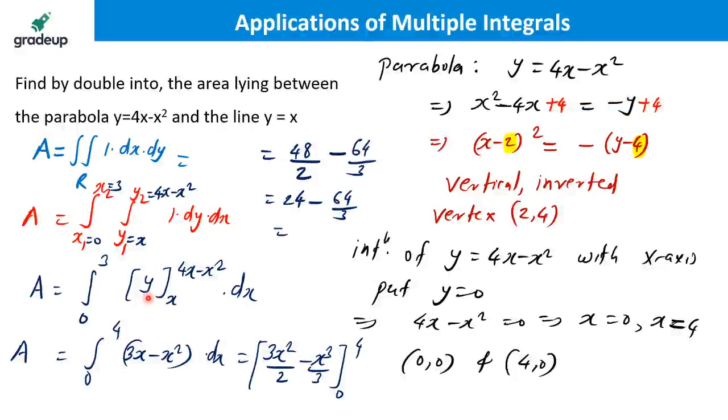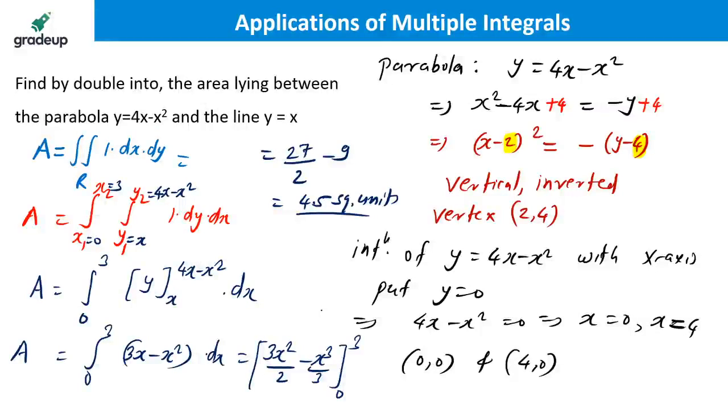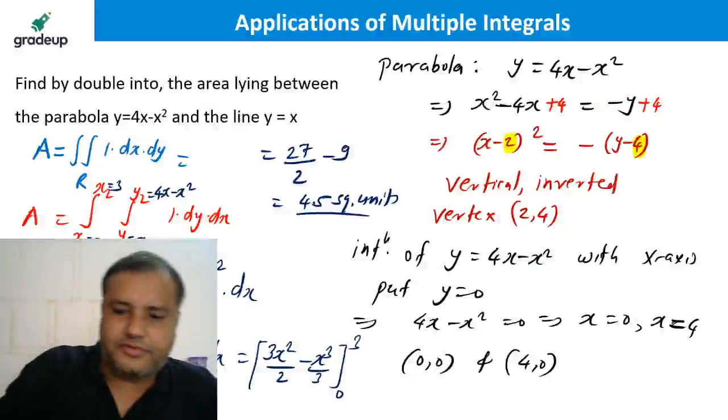Limits are 0 to 3. I have made a mistake in the last limits. This should be 3. This should be 3. And along with this I will make some changes. So 3 square is 9, 9 3s are 27, 27 by 2. Yes, corrected. So 3 cube is 27, 27 by 3 will be 9. 4.5 should be the answer. Four and a half square units is the answer for this area.